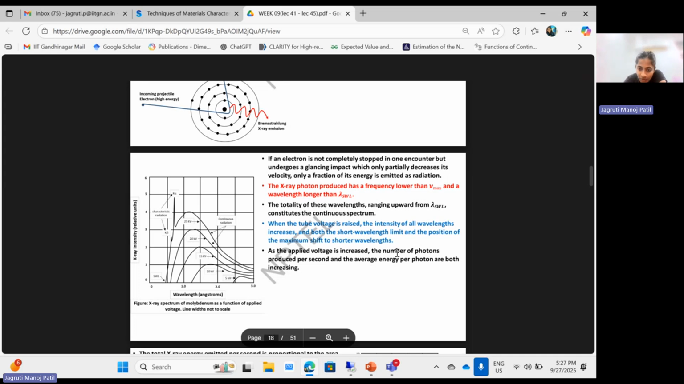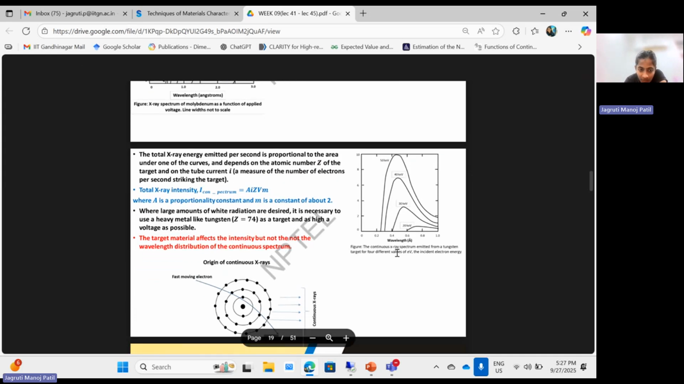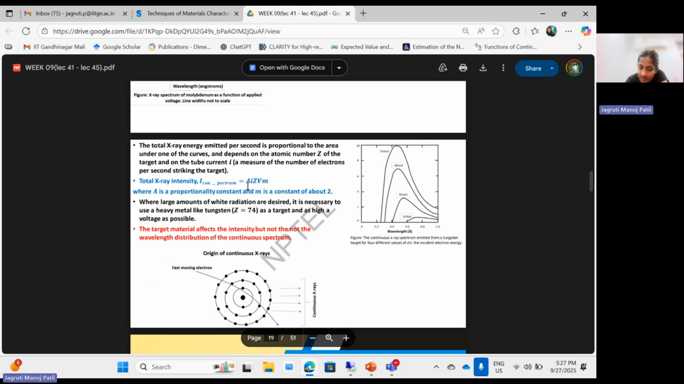So that's some relationship between frequencies that we saw. And this is the total intensity across wavelength that we are trying to see. So it always has a proportionality constant there.